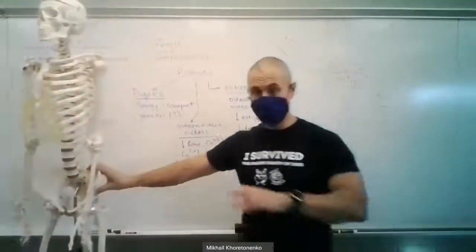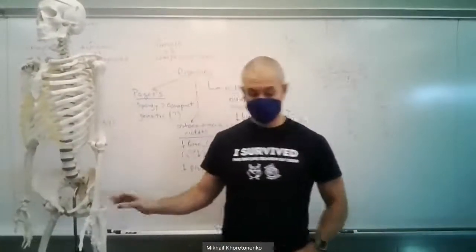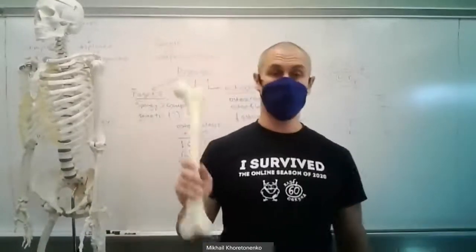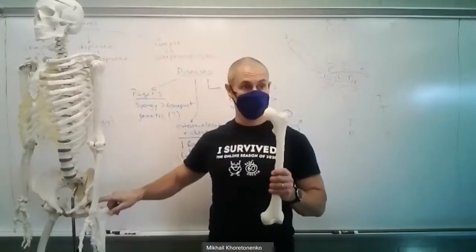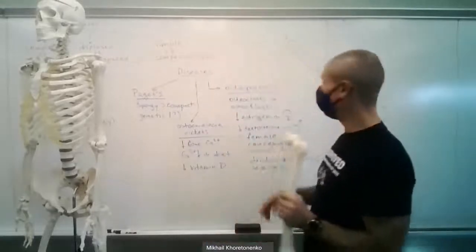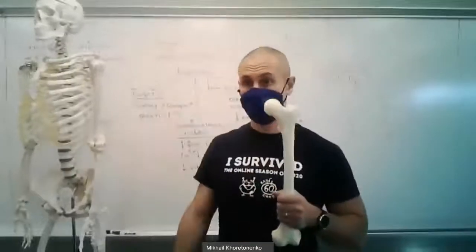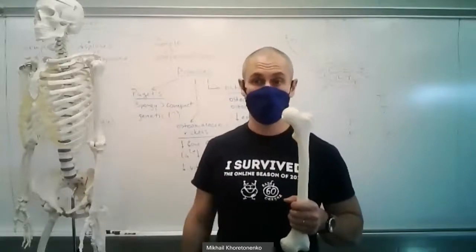So we kind of smoothly transitioned from the hips to the leg. Femur, the longest, the strongest bone in the human body. The head of the femur articulates with the acetabulum of the coxal bone. It is positioned on the neck. And in the context of osteoporosis, the neck of the femur is one of the most frequently fractured locations in elderly folks with osteoporosis.